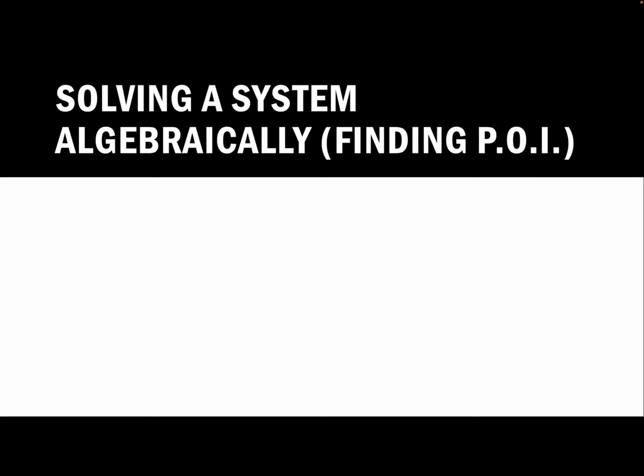So to solve a linear quadratic system algebraically, and that means to find the points of intersection, we need to follow some steps. I've listed these out. It says equate both equations. So you're going to have two equations: a linear equation that's going to be in the form of mx plus b, most likely, and a quadratic in standard form.